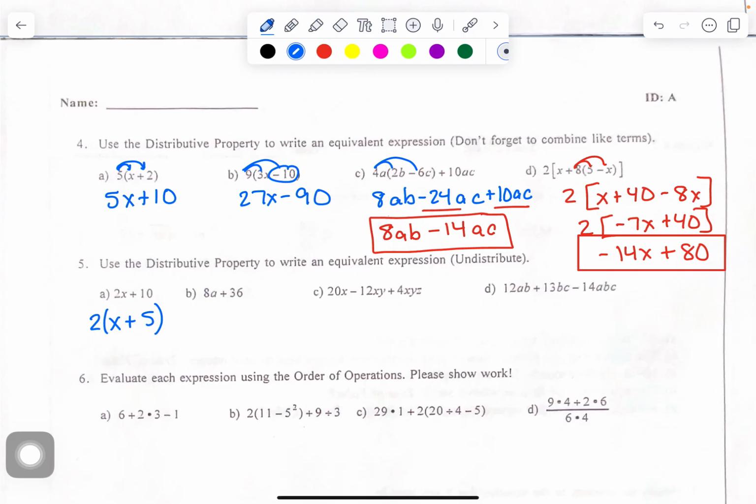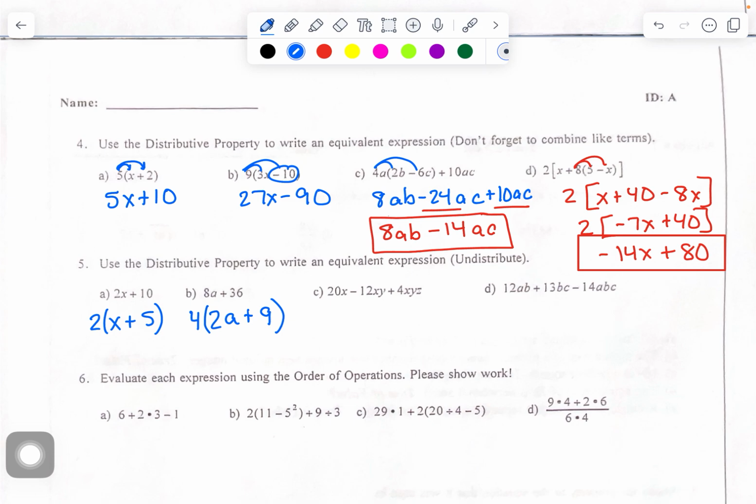In letter B, I look at 8 and 36, and 2 goes into them, but the greatest common factor is 4, so I'm going to pull out a 4. 4 times 2 is 8, so it'd be 2a. And then 4 times 9, so it would be 2a plus 9 in parentheses.